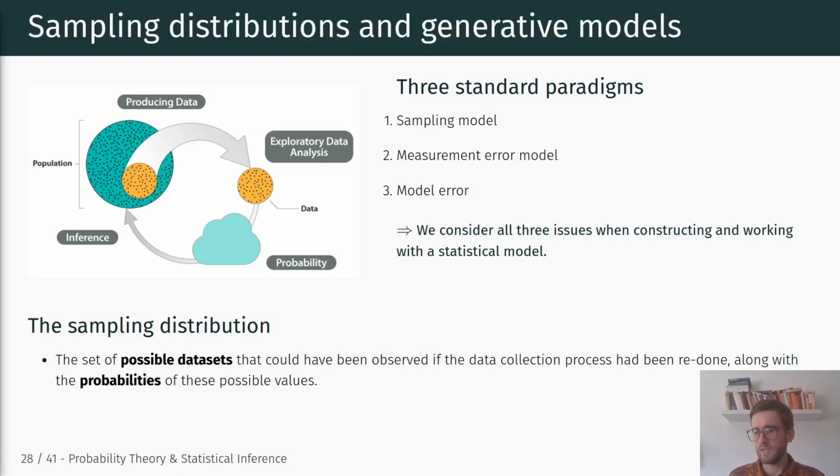In that context, we talked about this idea of the sampling distribution, mostly from the perspective of frequentist statistics. In general, the sampling distribution describes the set of possible data sets that could have been observed if the data collection process had been redone, along with the probabilities of those specific values or realizations, right? And what is important to keep in mind, despite the fact that we talk about the sampling distribution, taking into account these three different paradigms, is this variation between different realizations of the data.